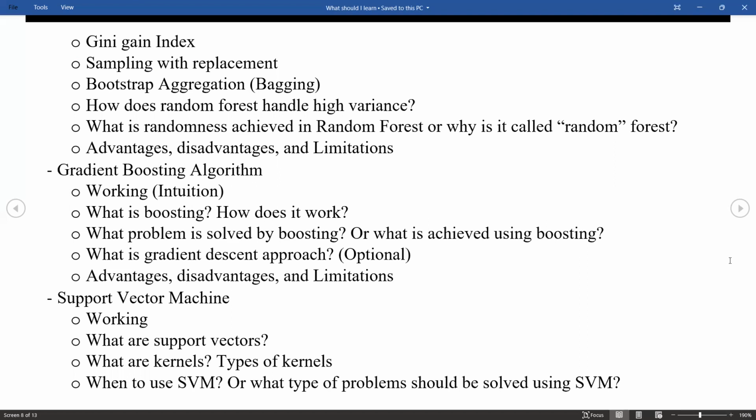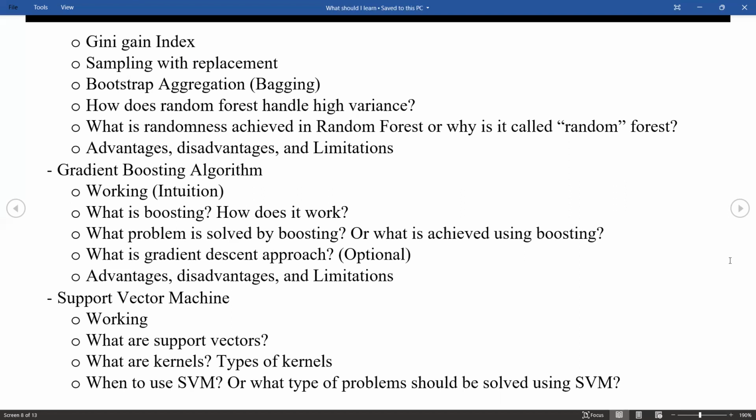Bootstrapping aggregation, also called bagging. That is a core feature of random forest. In bagging, what happens, how it works, what it does, what problem it solves. If you can answer that, that's what is expected. Then how does a random forest handle high variance? Firstly, you should know what high variance is, what it indicates, and what problem random forest is actually solving. If you understand all this, then you know what random forest is doing when it's handling high variance.